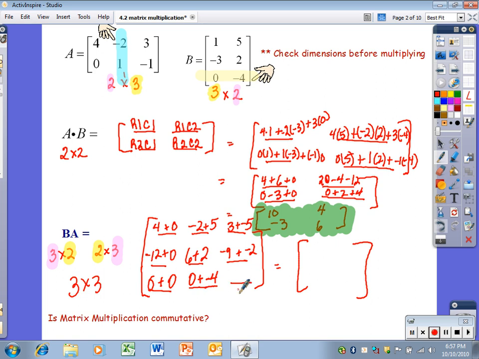Last position, row 3, column 3. And I have 0 times 3 is 0. Plus negative 4 times negative 1 is positive 4. So my result is 4, 3, negative 2, negative 12, 8, negative 11, 0, negative 4, 4.